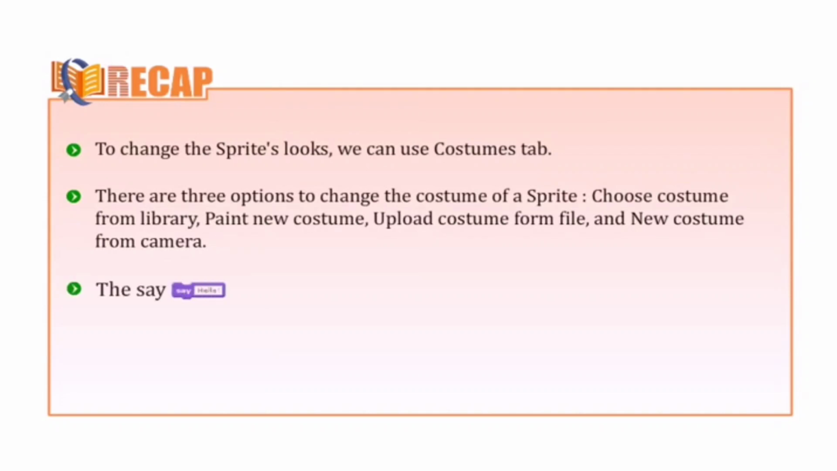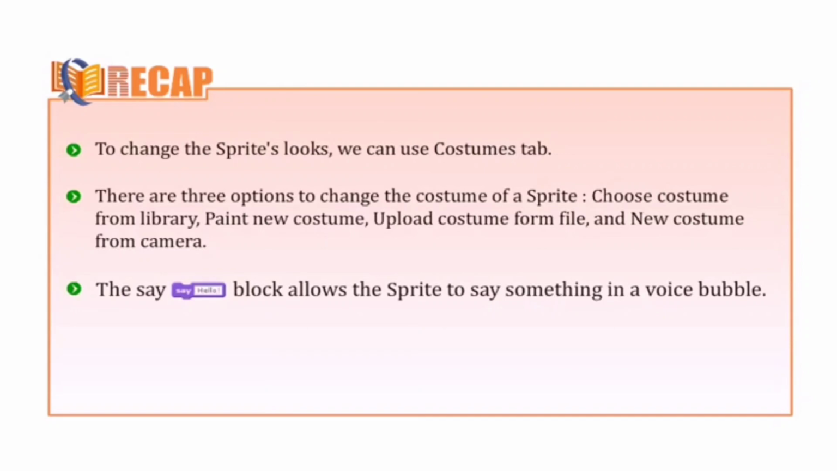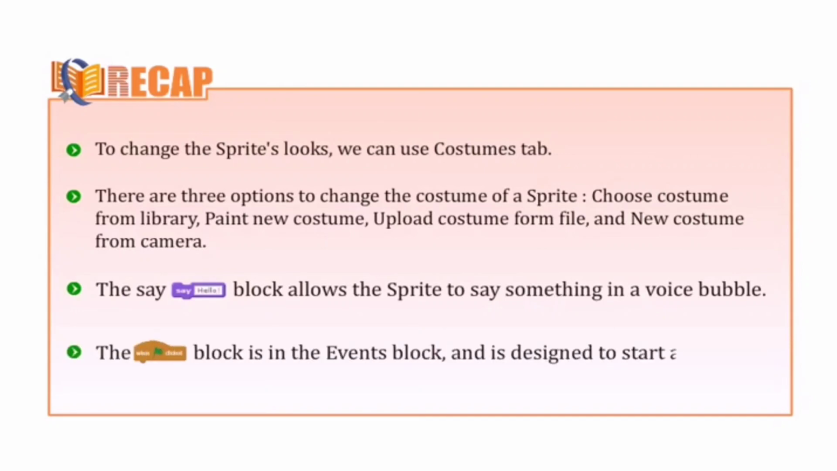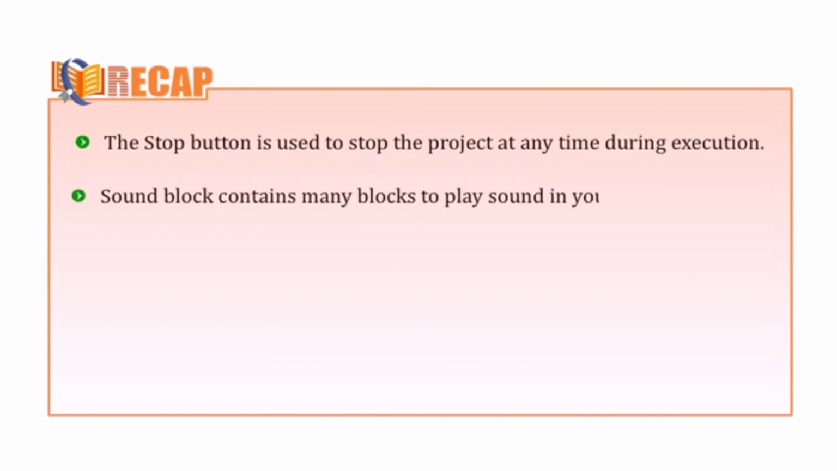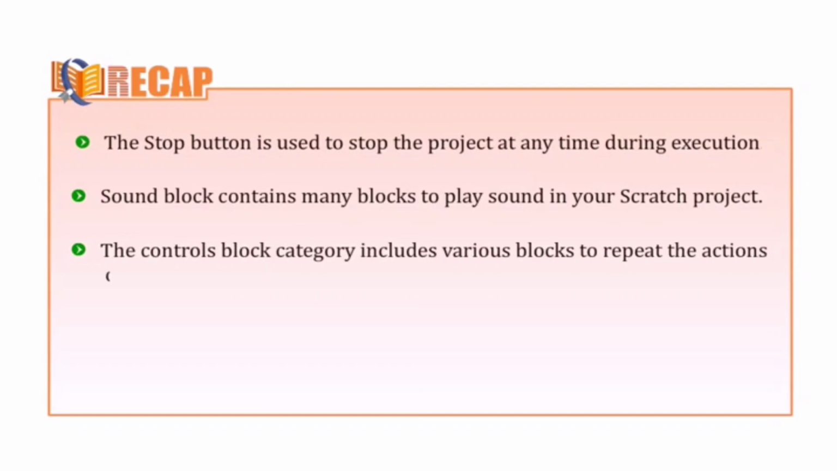The Say Hello block allows the sprite to say something in a speech bubble. The When Clicked block is in the Events block and is designed to start a script. The Stop button is used to stop the project at any time during execution. The Sound block category contains many blocks to play sound in your Scratch project. The Control block category includes various blocks to repeat the actions of the sprite.